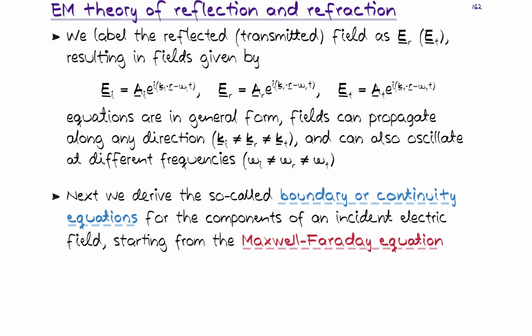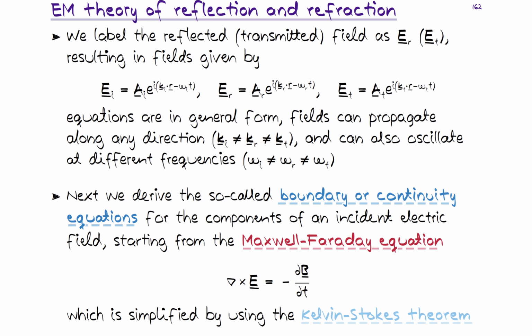And we start here from the Maxwell-Faraday equation. So let's look at the differential form. How does the Maxwell-Faraday equation look? We had the curl of an electric field E, and this is equal to minus the time derivative of the B field, like this. And this we can now simplify by just using the Kelvin-Stokes theorem.